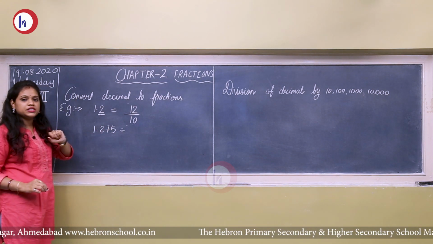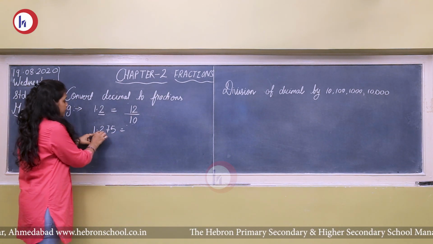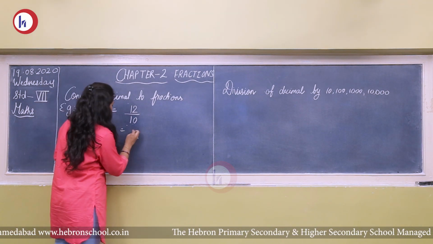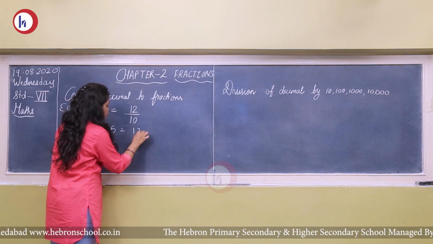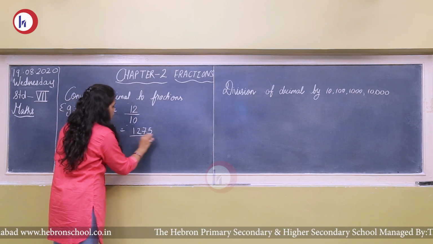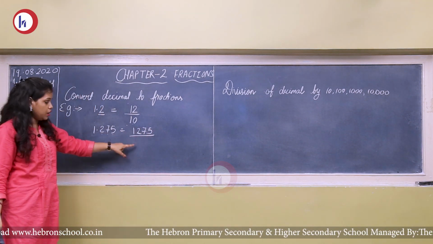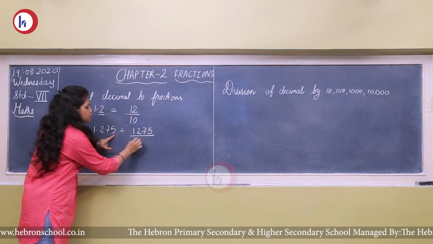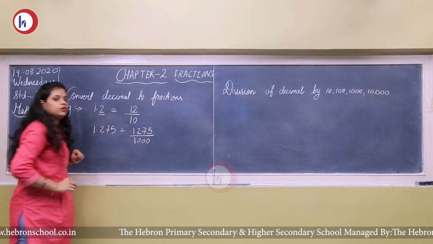Now here, how many digits are there after the decimal? It's 1, 2 and 3. 3 places of decimals. So 1, 2, 7, 5. When you convert it into a fraction, how many zeros are we going to put there? 1 and 1, 2 and 3. So 1, 2, 3. Okay.